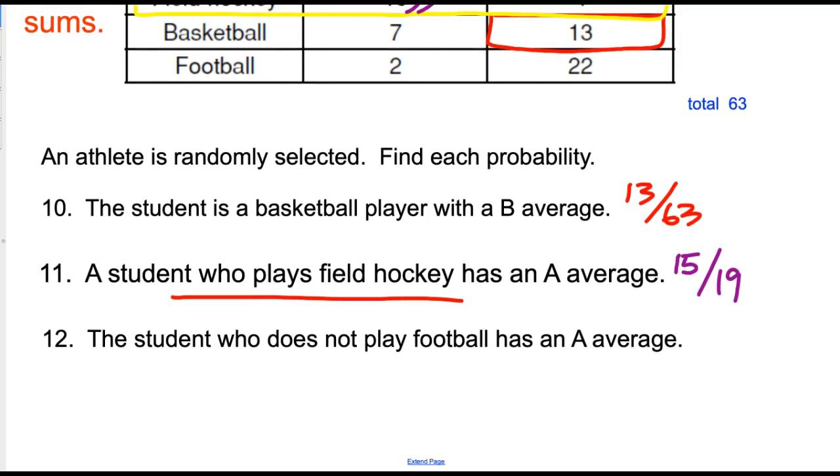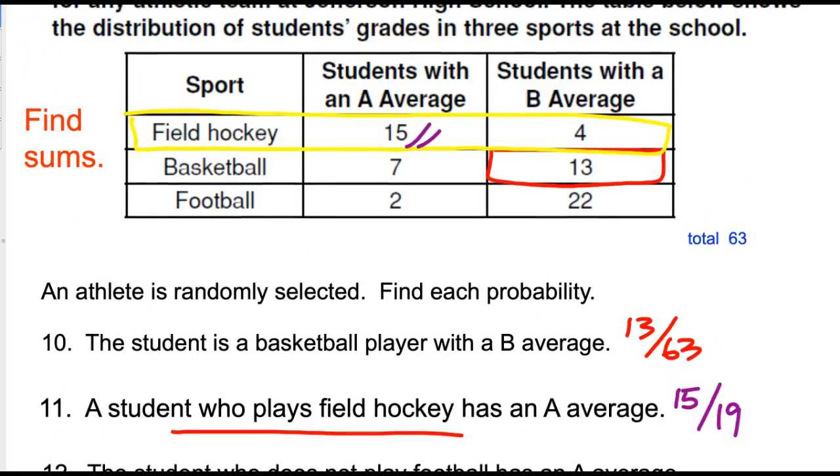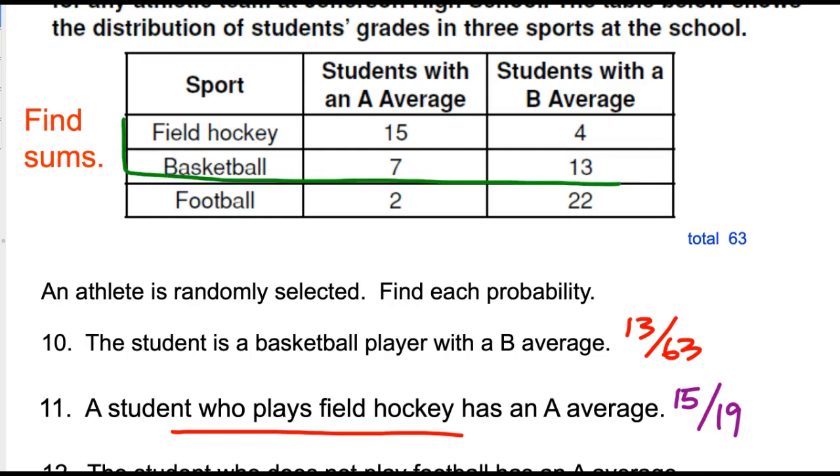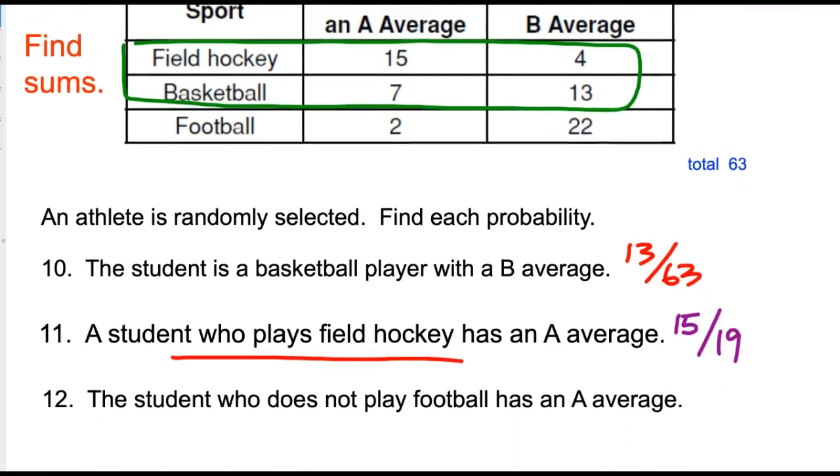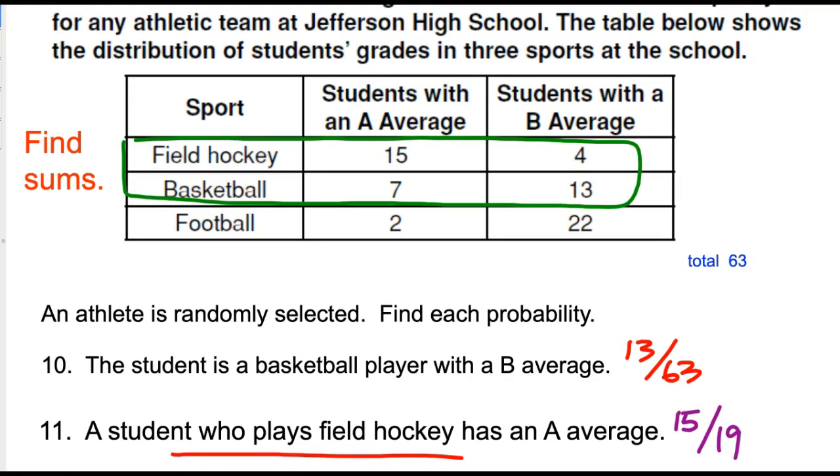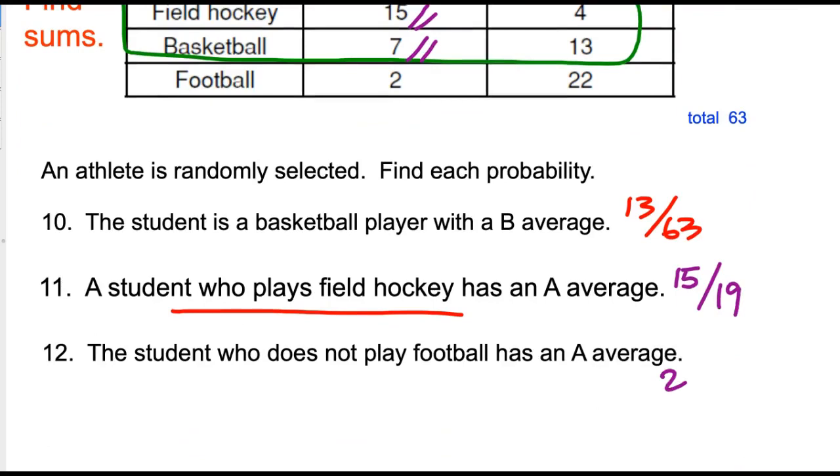Student who does not play football has an A average, so does not play football. Okay, clean this up a little bit. If you do not play football, that means you are one of these students. And if you have an A average out of one of those students, that means you are in there or there. So that is 22 out of 39 total, I believe. So 22 out of 39 have students who don't play football. So 39 students don't play football, 22 of them have an A average.